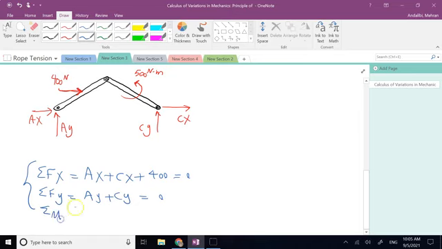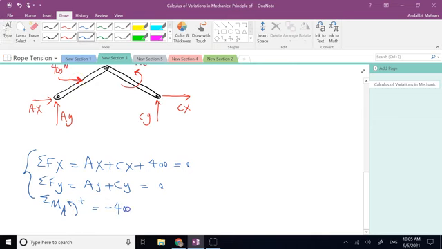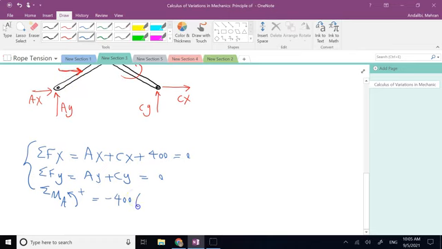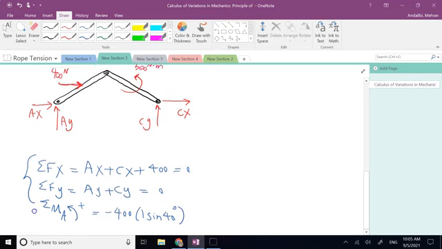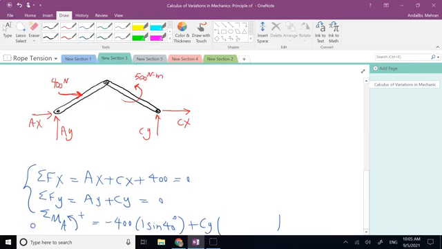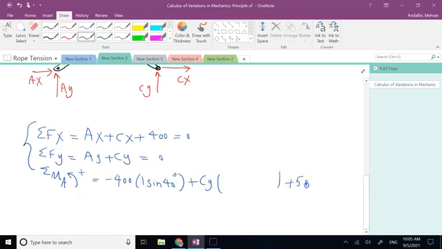And summation of the moments about any point, let's say point A, if you consider counterclockwise positive, then you will get this 400 clockwise, so it's going to be negative 400. And the distance between that force and this point is going to be 1 meter times sine of 40 degrees. Cx has no moment, Cy does have a moment, so it is going to be positive Cy times the distance it has, which is the gap between A and C, and then finally plus the 500 couple, correct, is equal to 0. Now what's the gap between A and C?